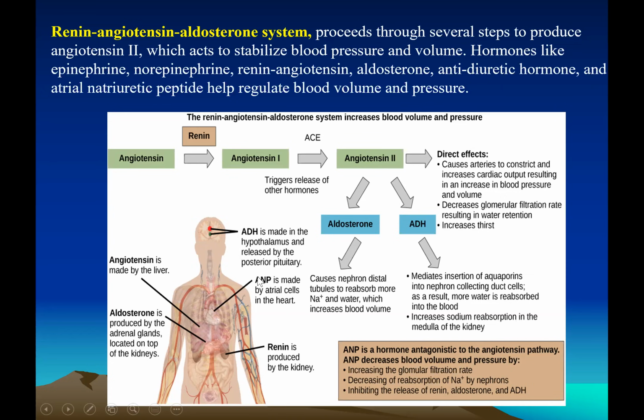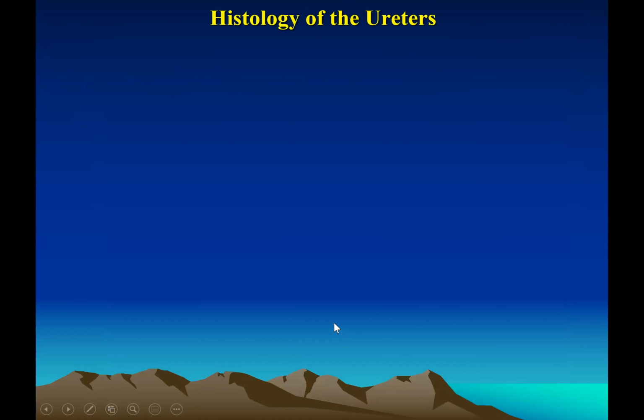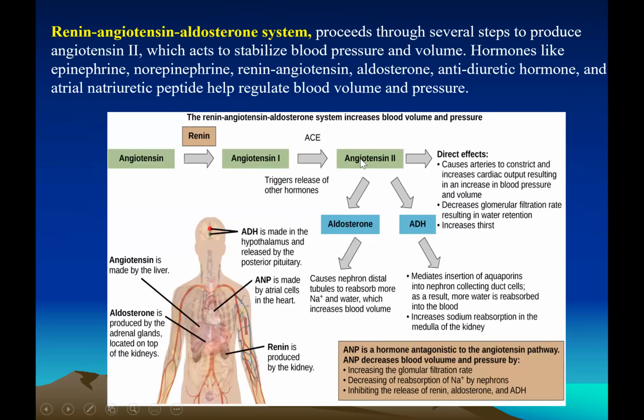Atrial natriuretic peptide is made by the walls of your heart, the atrium. And renin is made by the juxtaglomerular complex on the outside of the nephron. Through a series of reactions, with the action of renin, angiotensinogen becomes angiotensin 2, and angiotensin 2 will cause the arteries to constrict, and it will increase the cardiac output, thereby increasing blood pressure and volume.